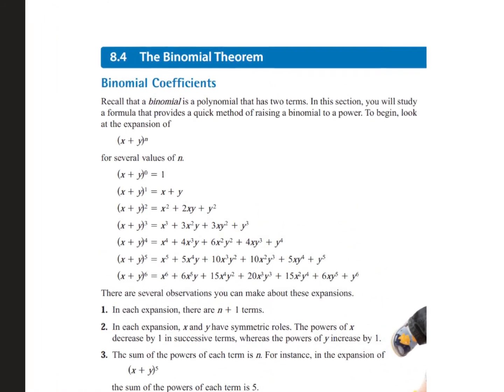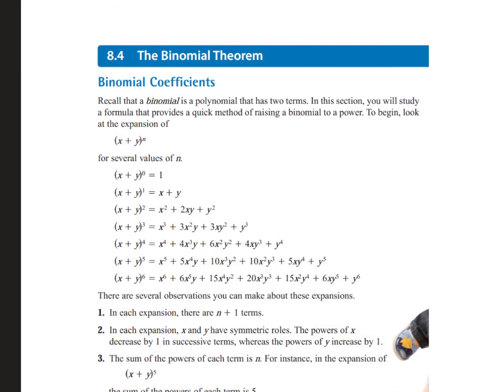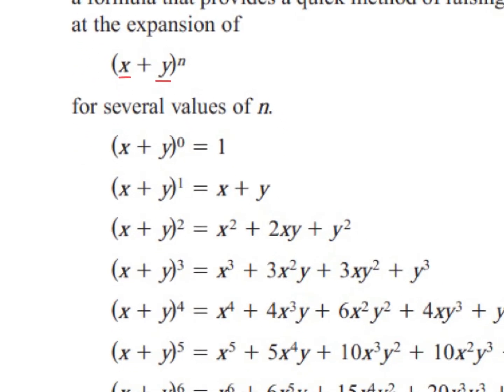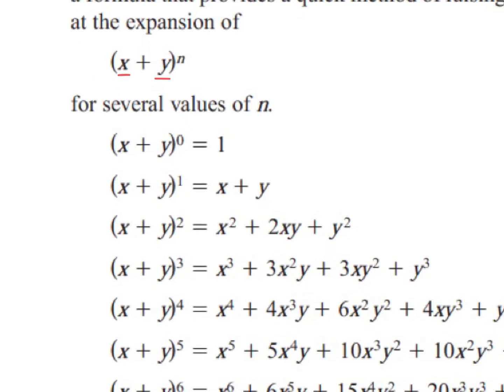So 8.4, we're going to learn about the binomial theorem. A binomial is something that has two terms. So this would be a binomial. We've seen binomials before. We're going to have a binomial raised to some exponent.